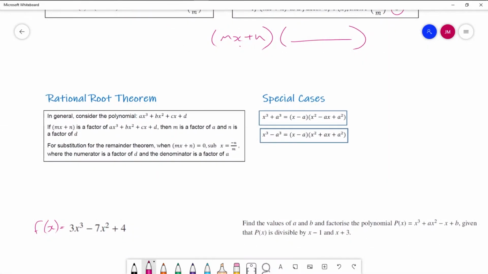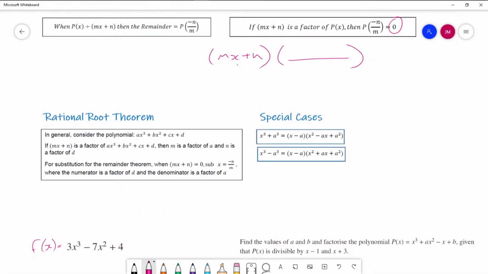Now, the rational root theorem is saying that sometimes when we're subbing in a value for x, say for example up here, negative n on m, it's going to be a fraction or a rational number. So how do we know what to try? We originally looked at the factors of the final term, the constant term, and tried all of those. But if we've got a non-monic polynomial here, so that means the coefficient of the leading term is anything other than 1, then we could have to substitute in some fractions.